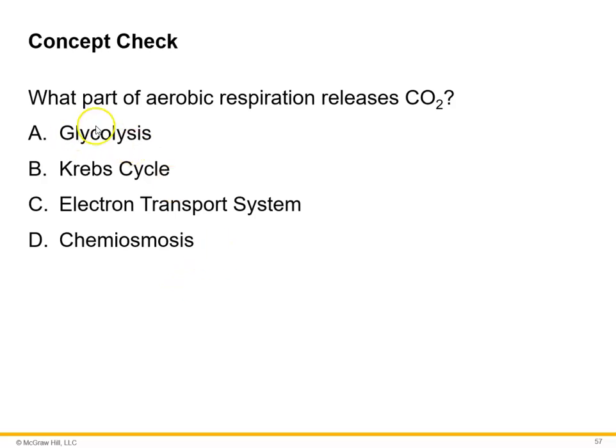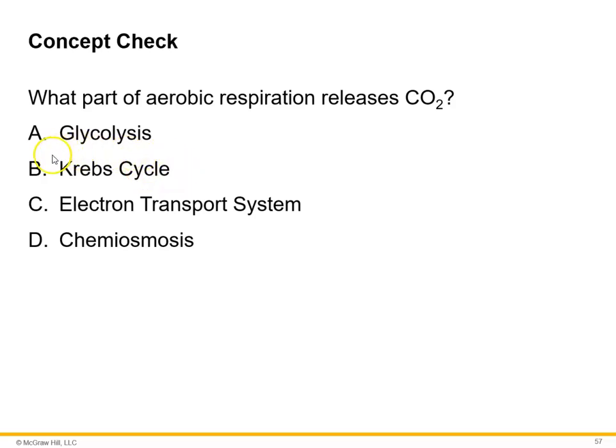All right, question here. What part of aerobic respiration releases CO2? So go back and think. So glycolysis, what is this going to produce? It's going to produce 2 pyruvate and a net 2 of ATP. Chemiosmosis is not part of the pathway. The electron transport system. Now remember, that's going to set up a proton gradient and it's going to deliver electrons to oxygen. So the answer here is going to be B, the Krebs cycle.